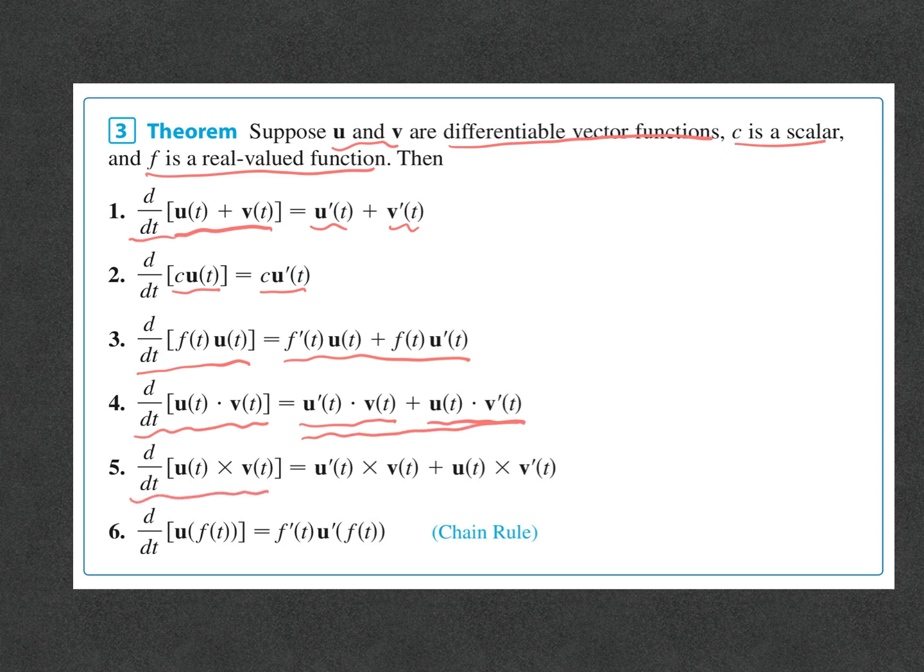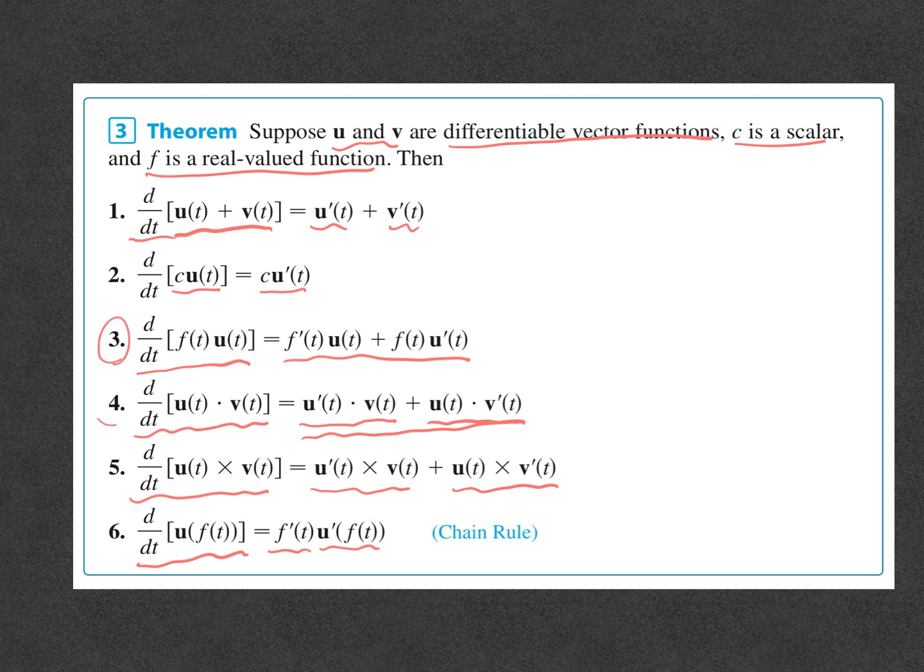Number 5 is the derivative of a cross product. So you're going to take the derivative of the cross product, where one of them, u prime cross product v, plus u times the cross product of v prime. And then the last one, you're taking a derivative of a composite function, that's chain rule. The derivative of the outside times the derivative of the inside. So you have a vector that contains another function. These all kind of make sense.